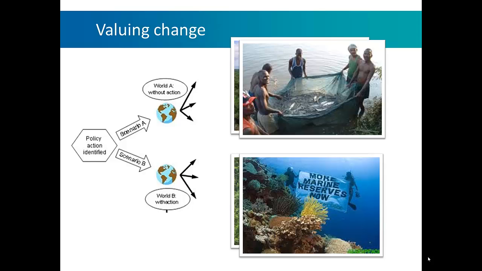In the second example, this is a coastal example where perhaps there is unsustainable fishing occurring, and a policy action identified and implemented might be to put in place marine protected areas. And what TESSA would do would be to look at the various ecosystem services delivered under both of these states and compare the two.